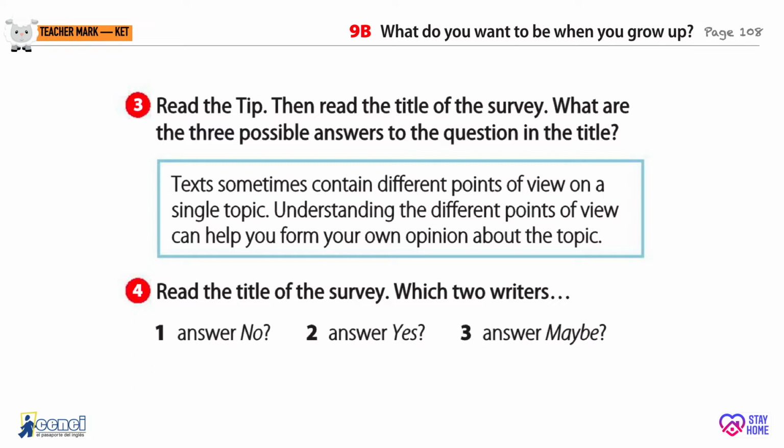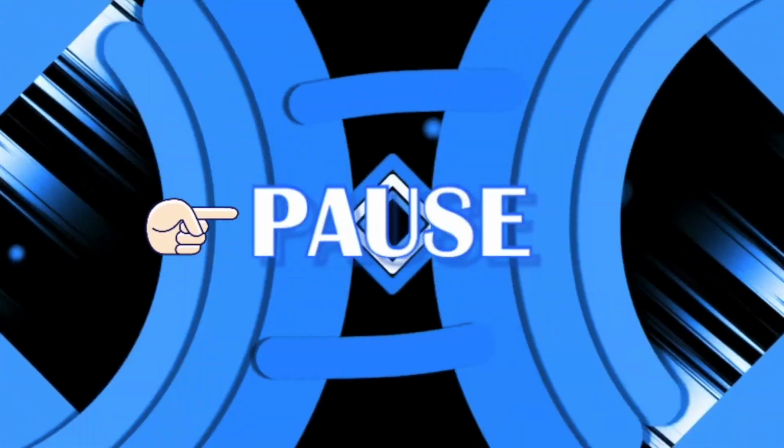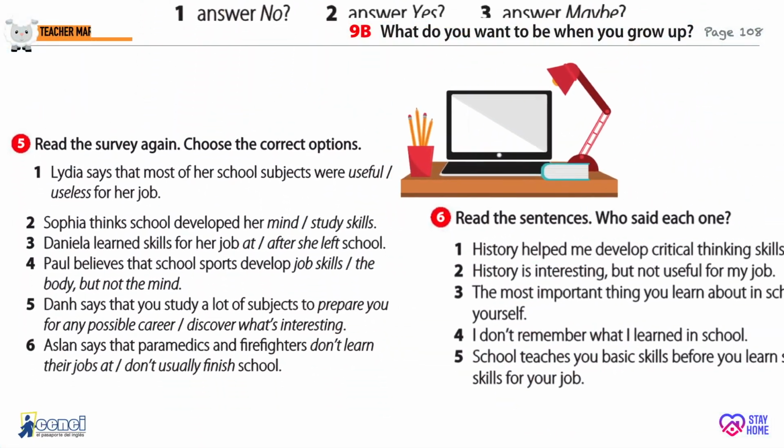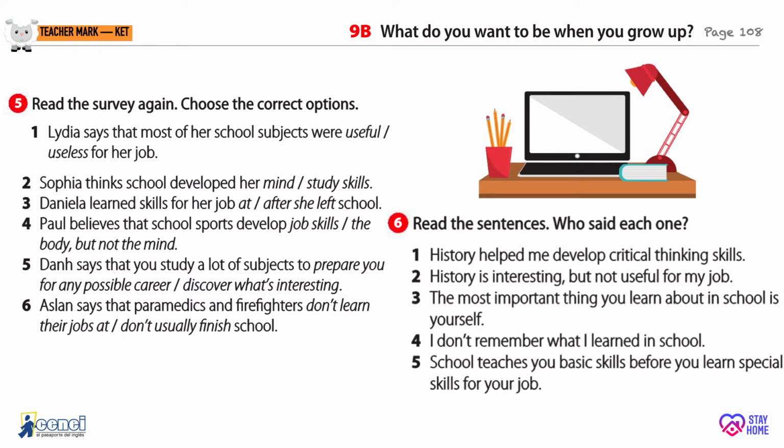Which 2 writers answer no, answer yes, and maybe? To answer this part, we have to read, of course. When we read, it's important not just reading, but understanding everything that is there. When we have opinions, especially like this, we need to analyze. Alright, good. Now let's go on to exercise 5 and 6.